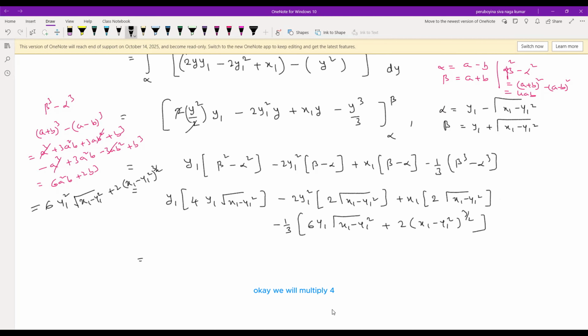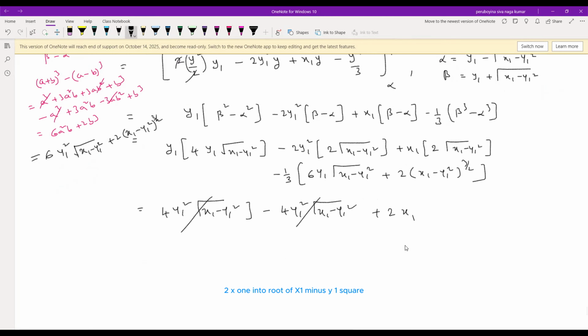We will multiply 4y1 square into root of x1 minus y1 square, minus 2 2s are 4y1 square into root of x1 minus y1 square. These two things got cancelled. Plus 2x1 into root of x1 minus y1 square. If you multiply, 6 and 3 got cancelled, so 2y1 into root of x1 minus y1 square. And next, minus 2 by 3 into x1 minus y1 square power 3 by 2.